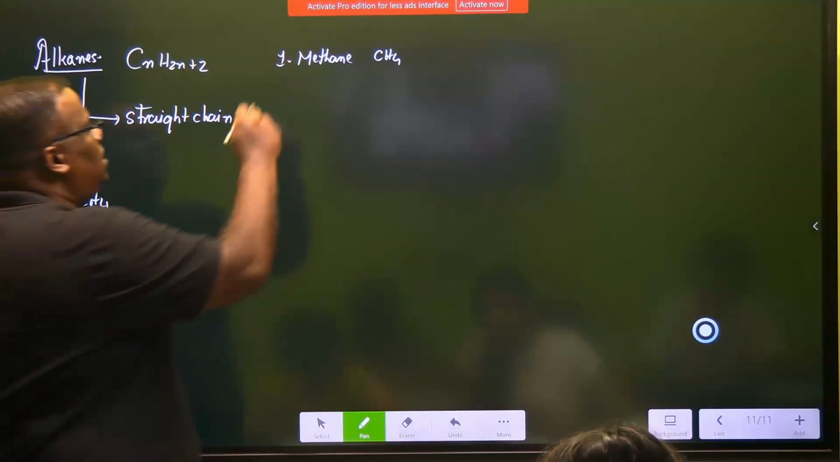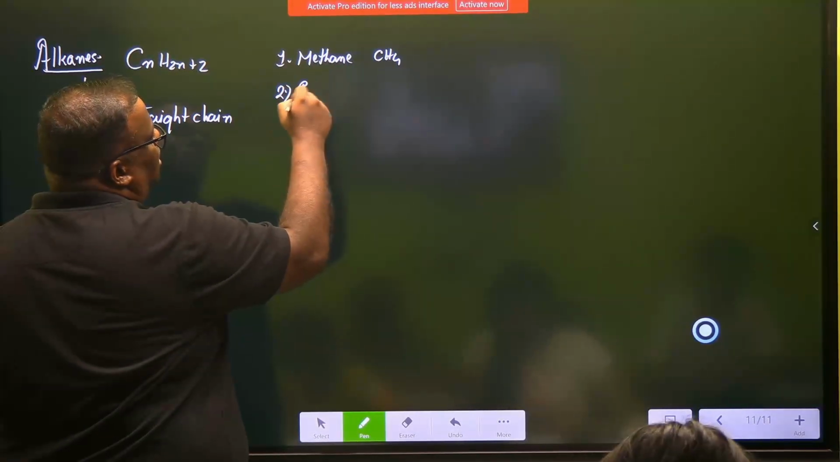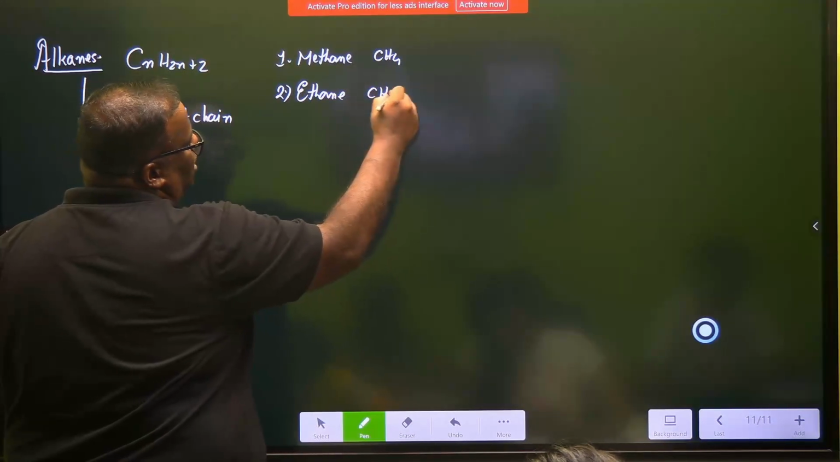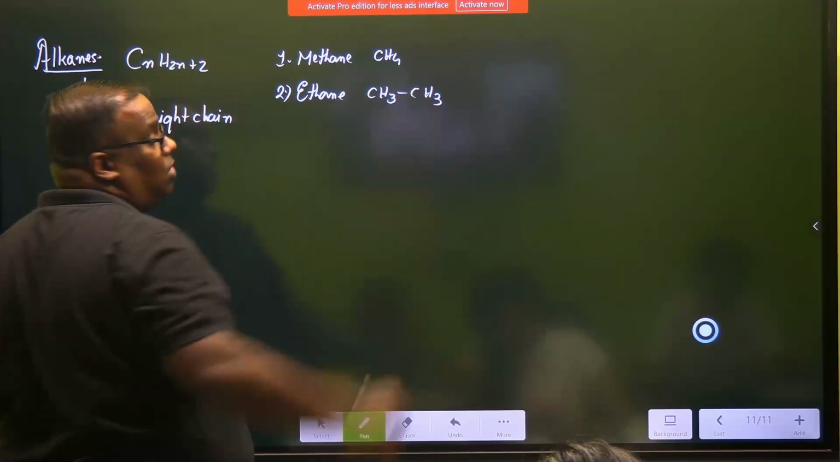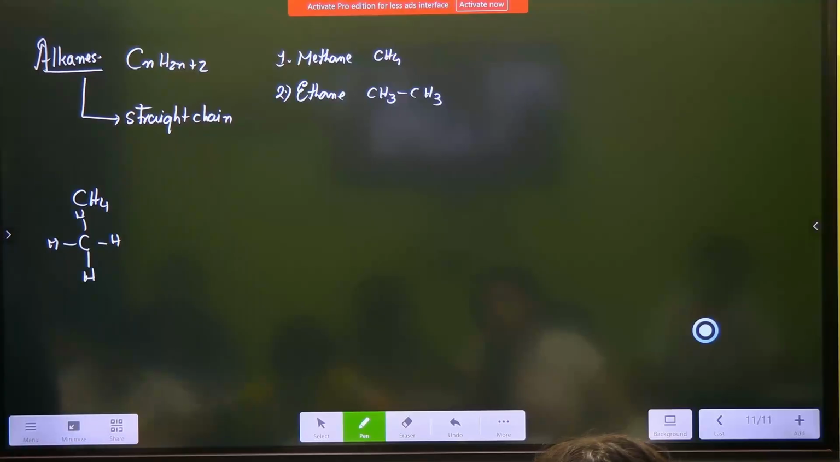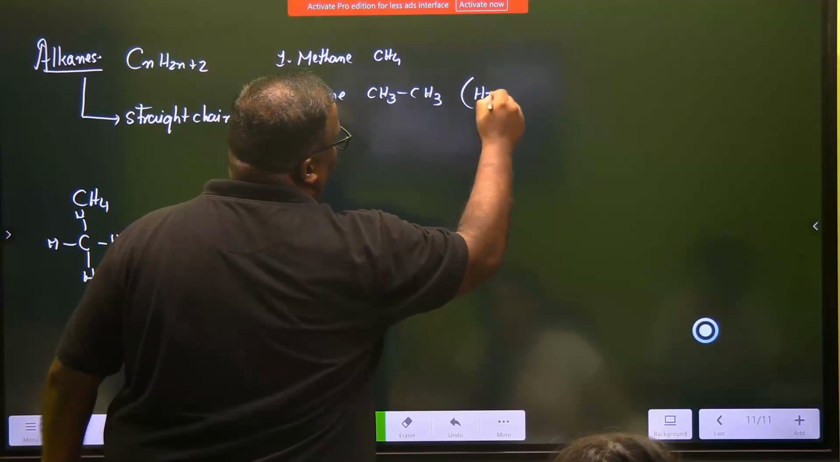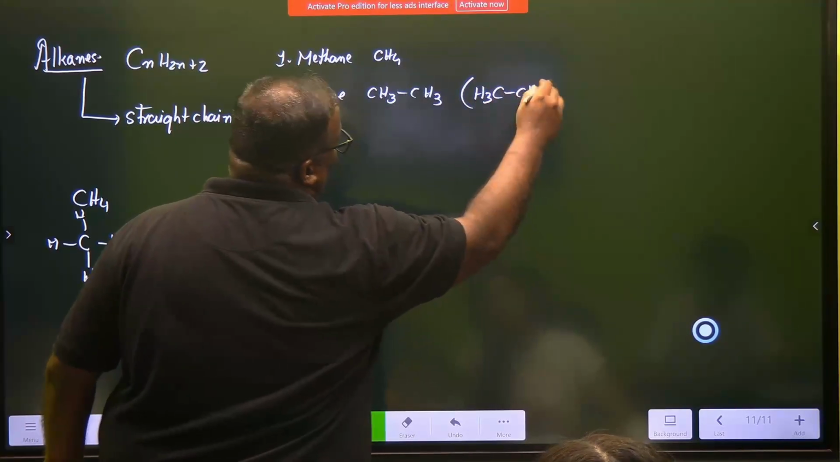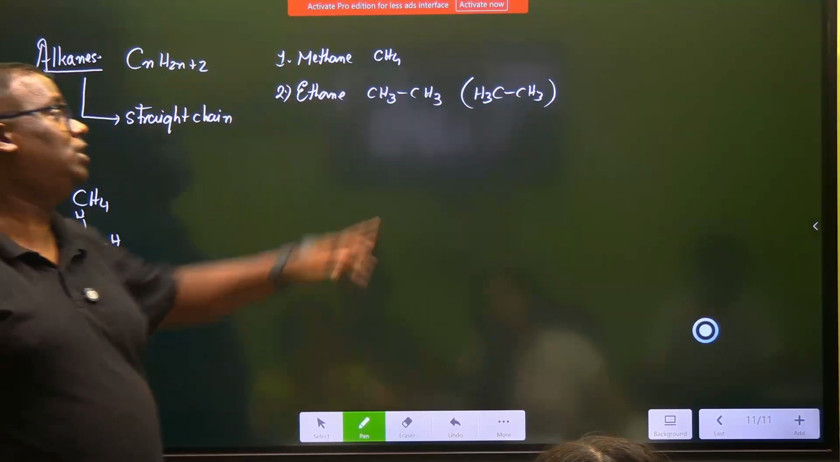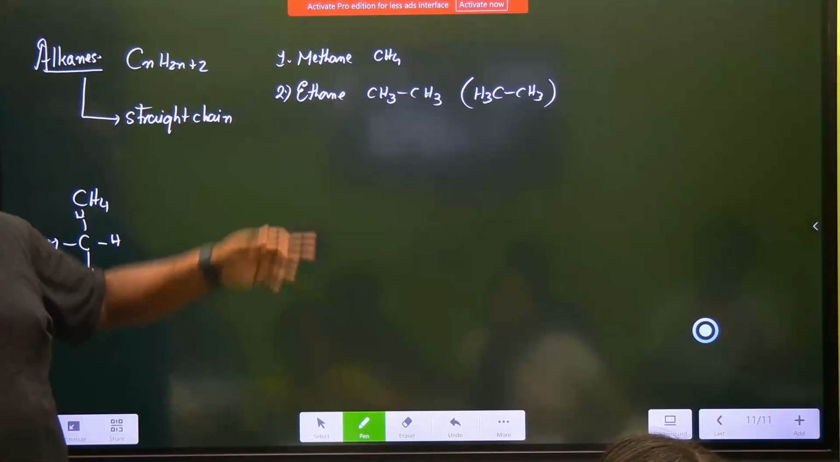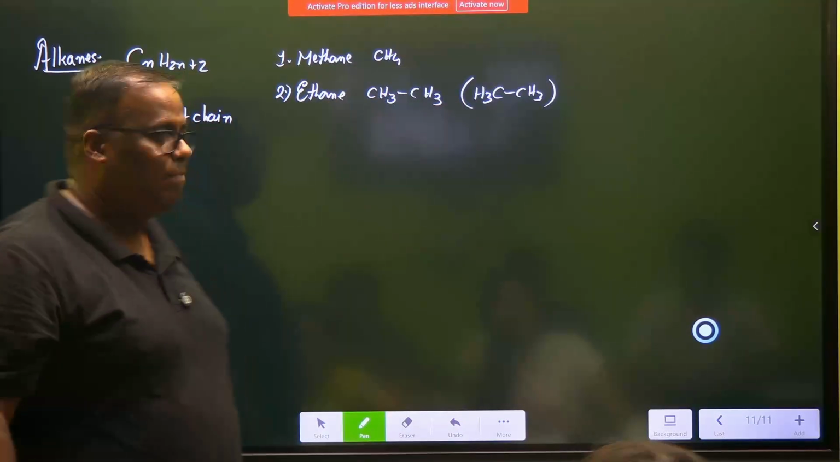The second one is ethane. So how do I make ethane? I make a CH3, CH3. Did you understand? Ethane is C2H6. So this is how you show. Foreign books will not write like this. Good books of chemistry will write it as H3CCH3. What is the difference? They want to be very particular that the bonding is between carbon and carbon. That's what they try to show. So writing this way is also not a mistake, full marks, okay?